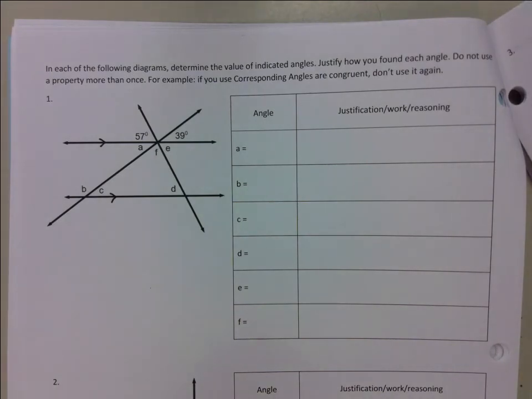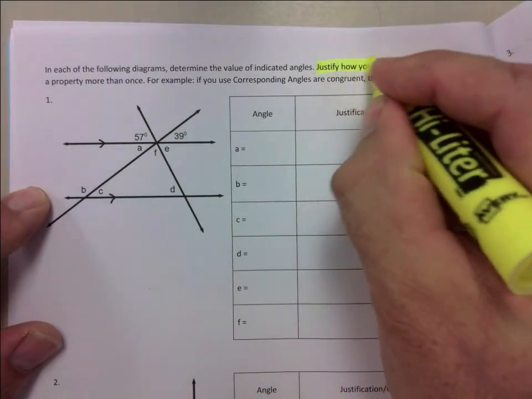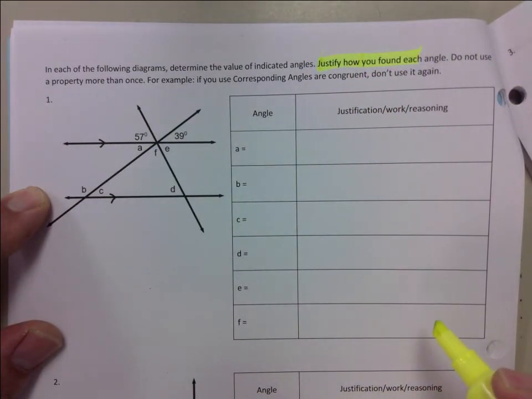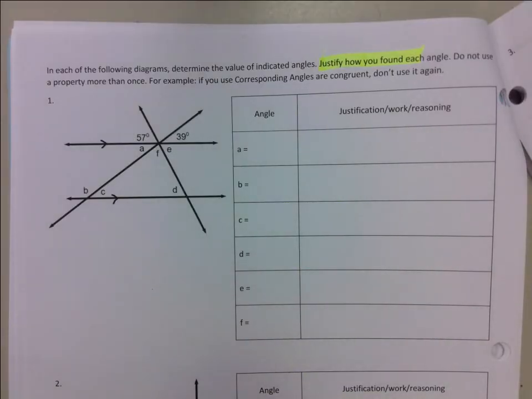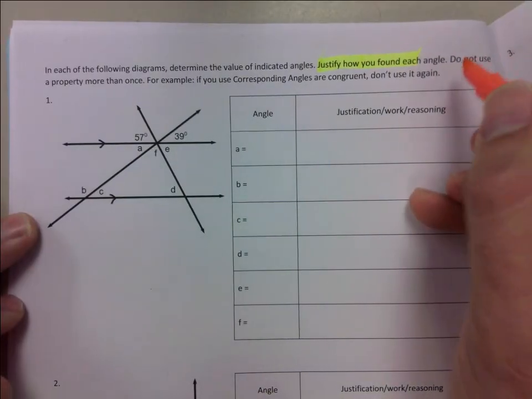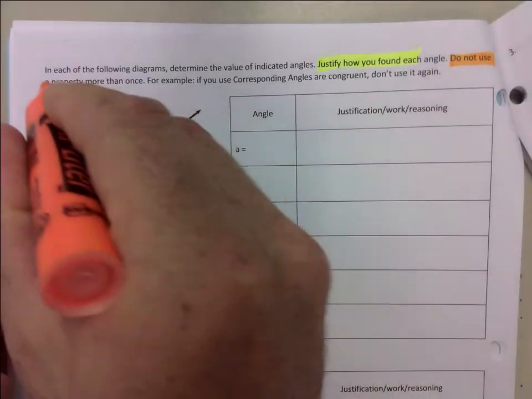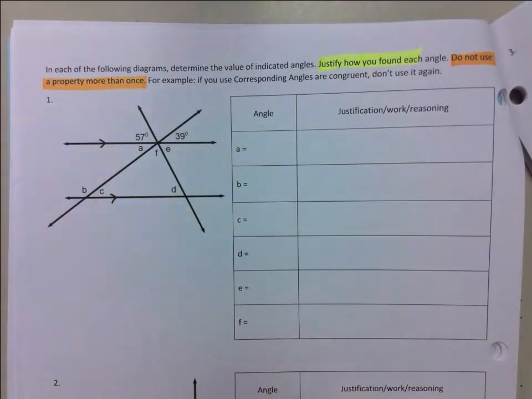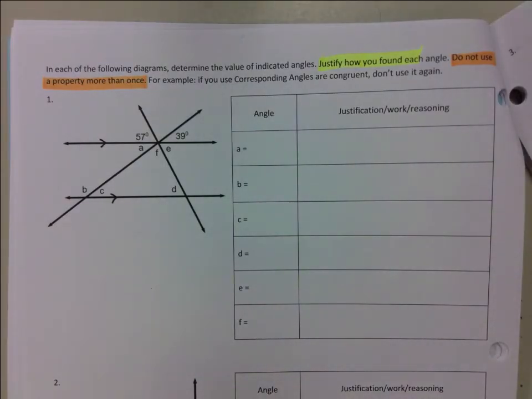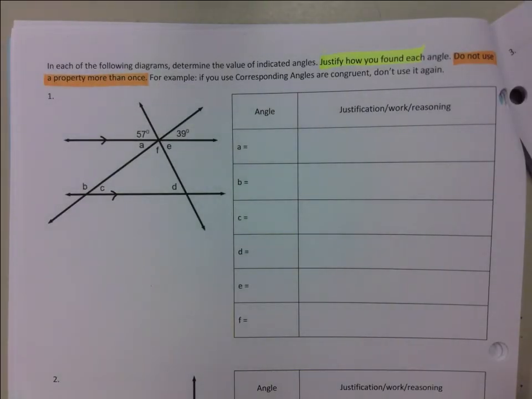Angles given a diagram. I want you to justify how you're getting the answers. I'm not going to take marks away if you don't do this, but for now I want you to try to not use the same property more than once. I want you to force your brain to think, how else can I come up with this answer? All right.